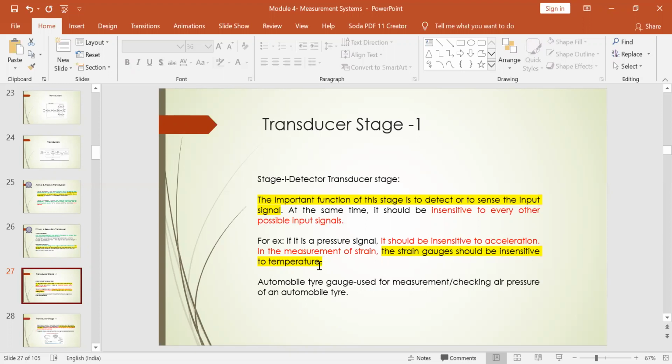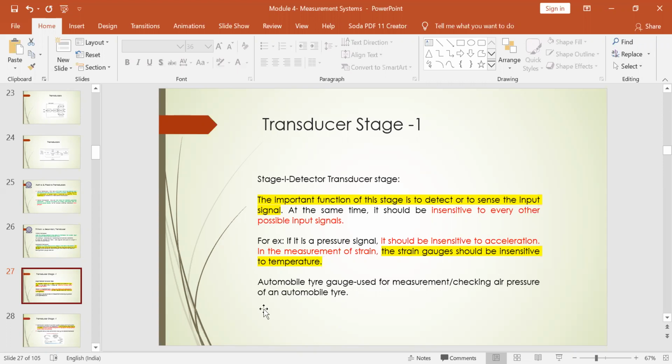So if any variation in the temperature comes across, or if any acceleration variation is going on across the device which has been kept, it should not sense all these input parameters. It should only sense the pressure signal as an input signal. Okay, so this is an example which everyone has to be very sure of.